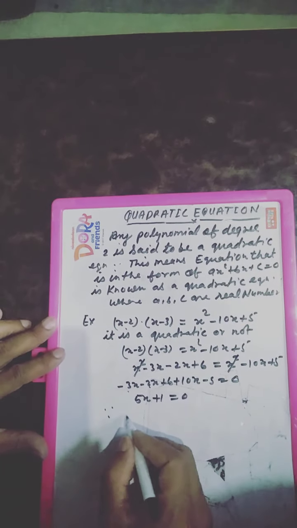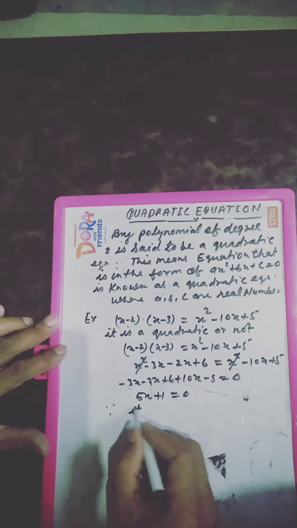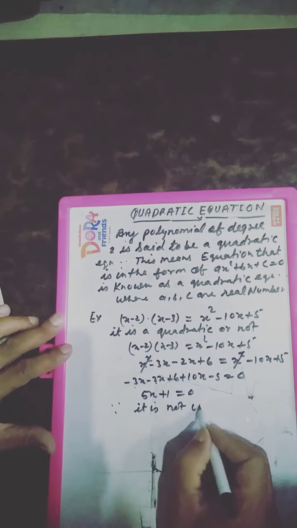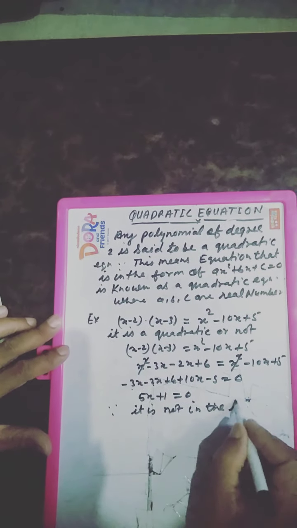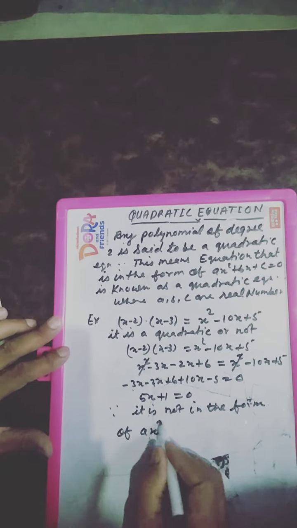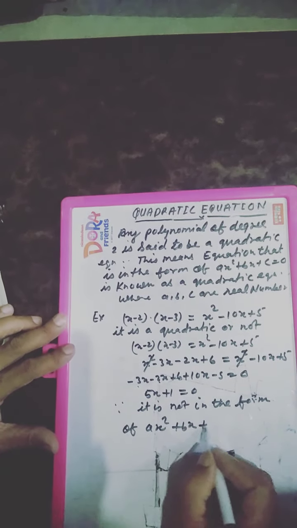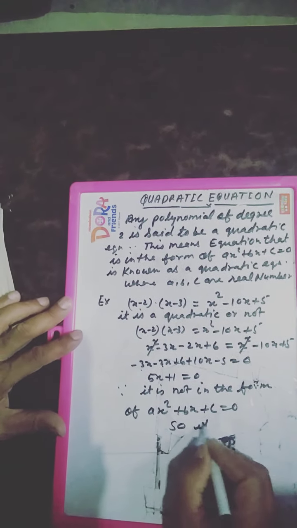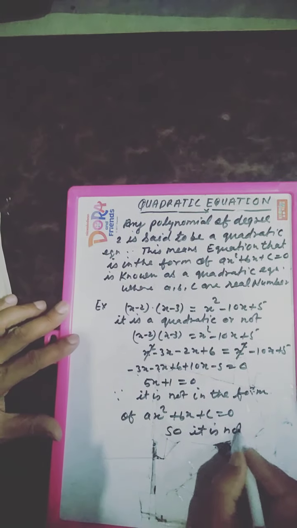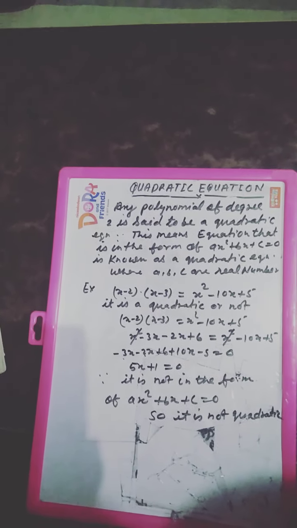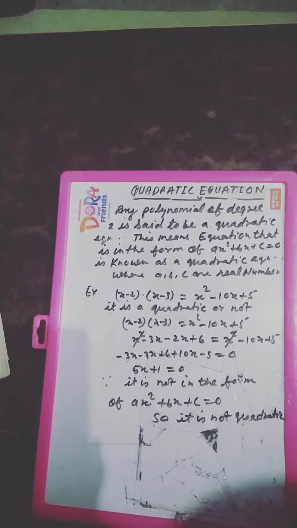Since it is not in the form of ax square plus bx plus c is equal to 0, it is not quadratic. So in this way you can identify whether the given expression is quadratic or not.